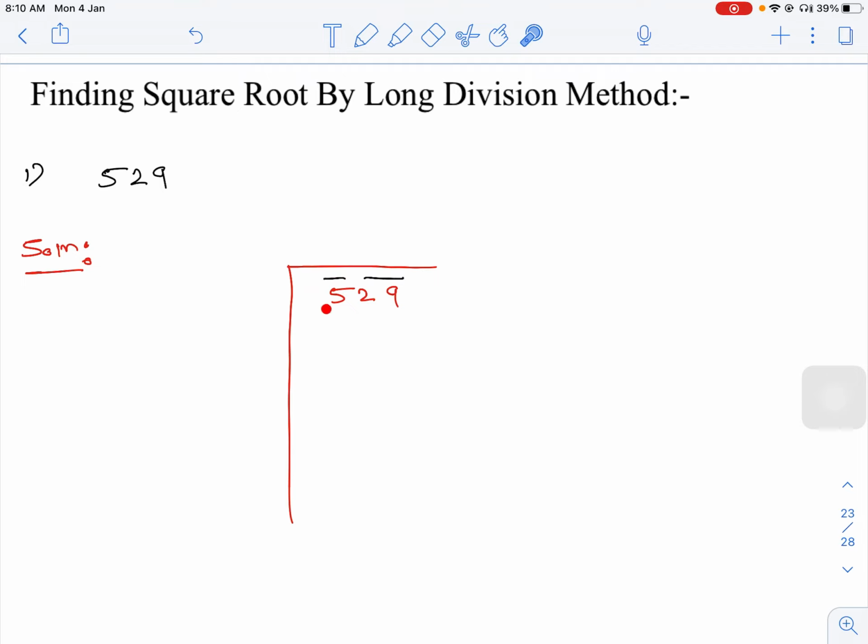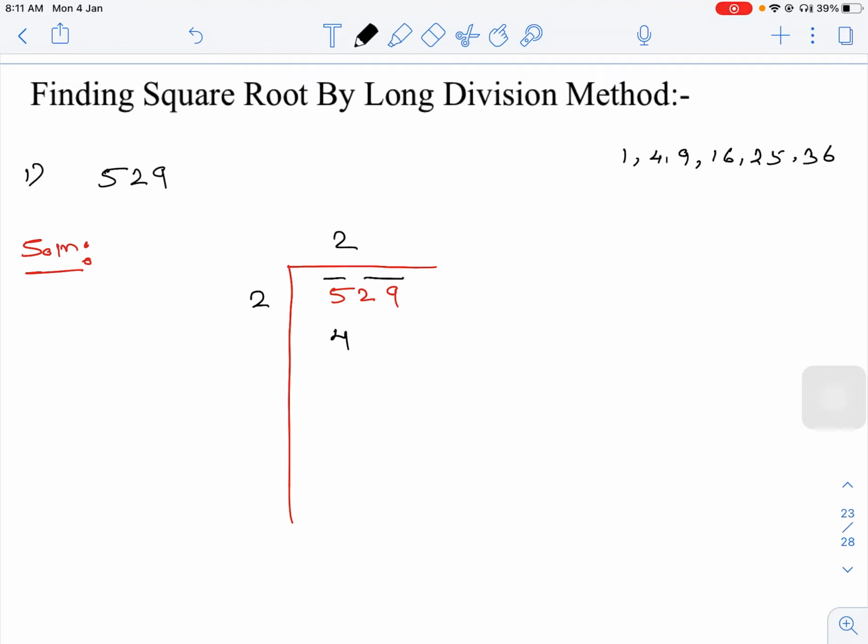In this pair we have to find a perfect square number near this number 5. What are the perfect square numbers? We know that perfect square numbers are 1, 4, 9, 16, 25, 36, and so on. These are all perfect square numbers. Now which perfect square number is near 5? That is 4. How are we getting 4? We get it as 2 twos are 4.